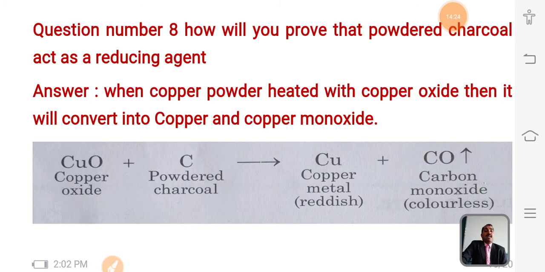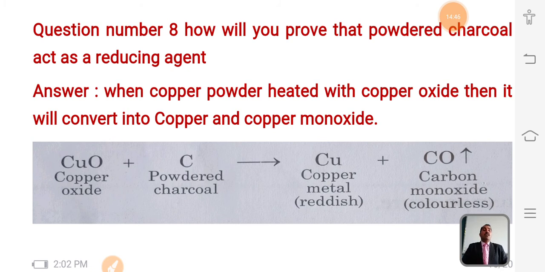How will you prove that powdered charcoal acts as the reducing agent? Dear students, reducing agent means a material which gives the oxidation reaction; that substance acts as the reducing agent. When the system is oxidized, we can say that it acts as a reducing agent.